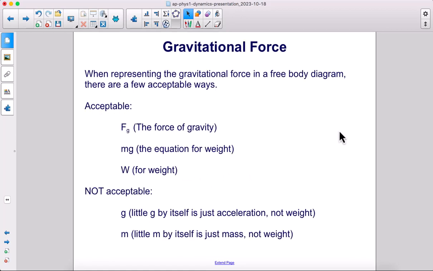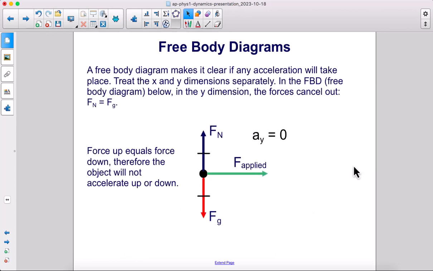When representing the gravitational force in a free body diagram, there are a few acceptable ways, including labeling it F sub g for the force of gravity, mg, which is the equation for weight or the force of gravity, or capital W for weight. It is unacceptable to label gravity with just a little g. Little g by itself is just acceleration, not weight. You can also not label it little m. Little m by itself is just mass, not weight. Mg, however, is acceptable.